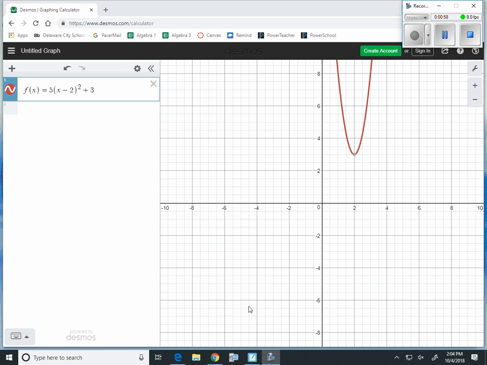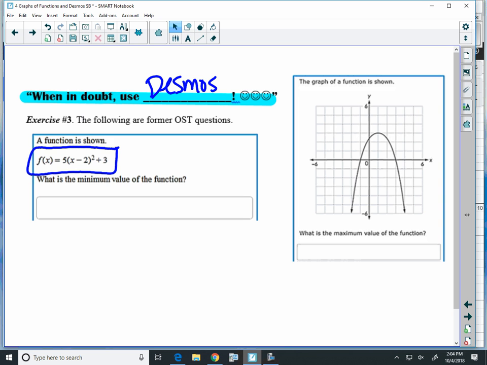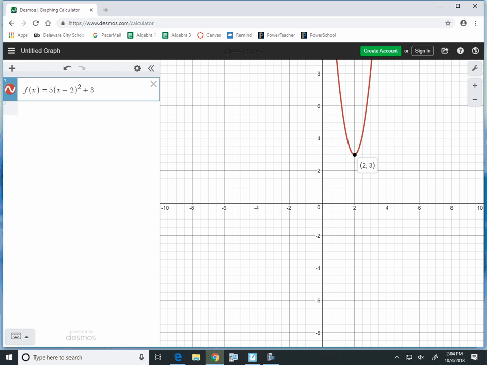Anybody need my help on it? Okay. The question says, what is the minimum value of the function? Minimum value. So are they asking for a point? No, they're asking for what value? X or Y? Y. They want the Y value of the lowest point. So if we look at our graph, if you click on that point, it should show up for you. Desmos is kind of nice like that. You can click on the point and it'll show up. What is the Y value there? What's the Y value? 3.